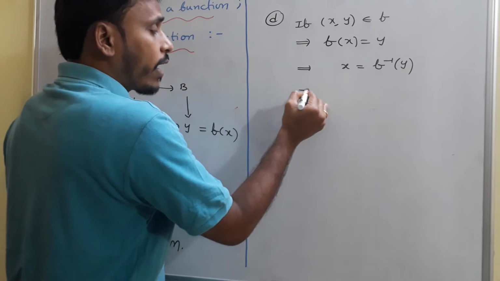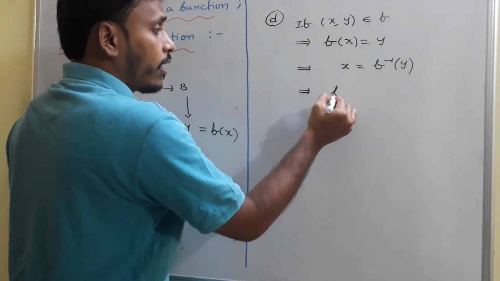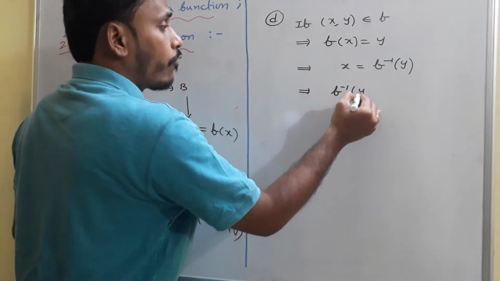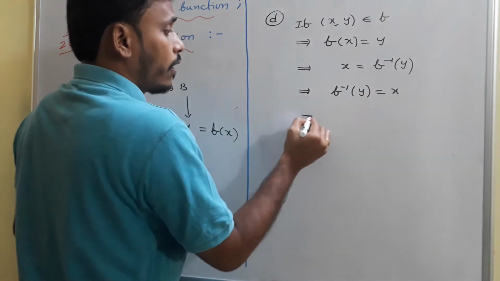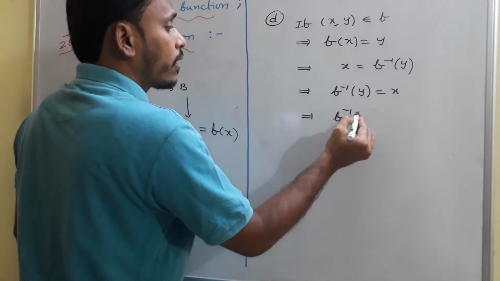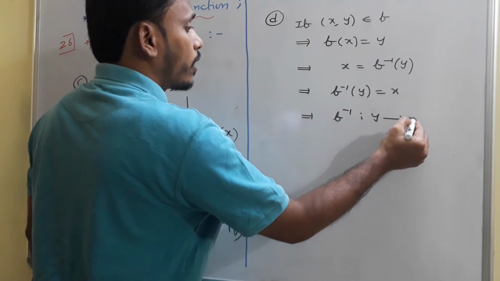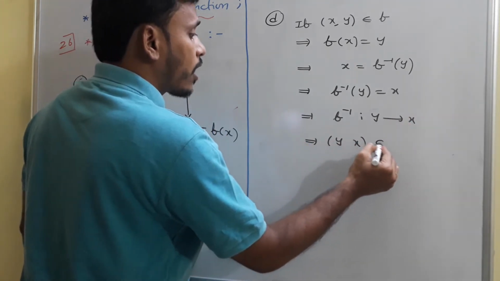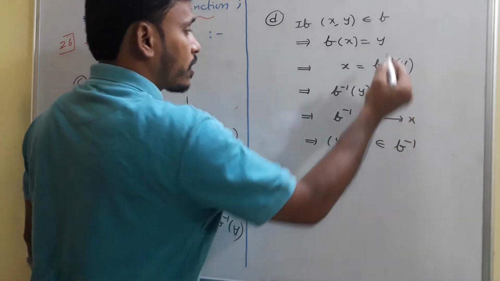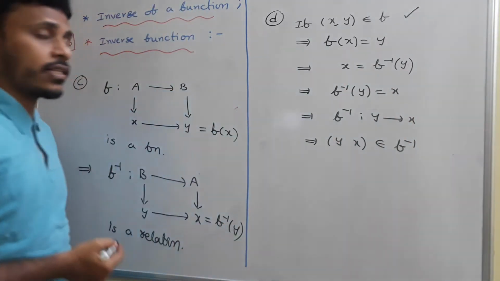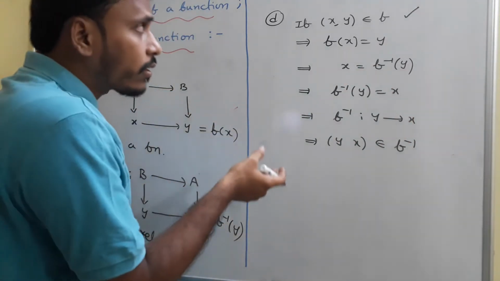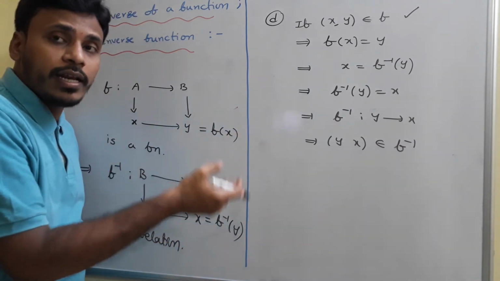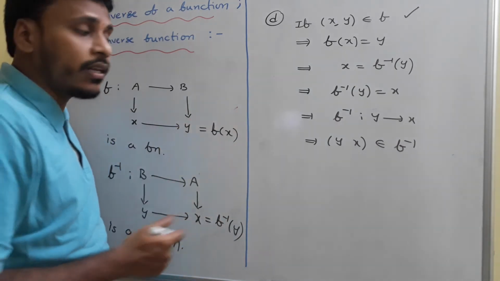So f inverse of y is equal to x, which means f inverse just connects y to x. That in turn represents that y comma x is an ordered pair of f inverse. Just have a look: I start with x comma y in f, then I automatically get the ordered pair y comma x in f inverse.